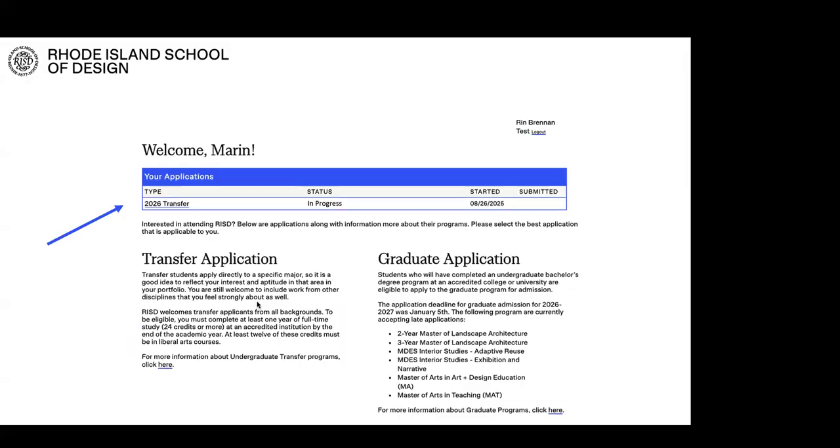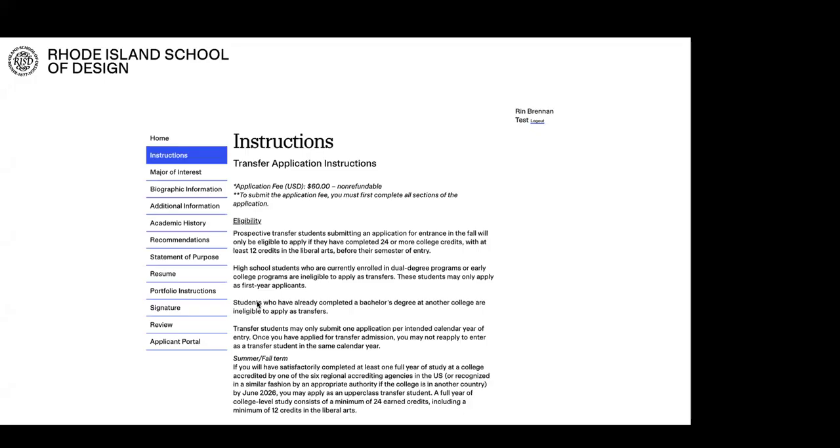this landing page. So we can see here an in-progress application for our hypothetical applicant, Marin, also known as Rin, and we'll be walking through this application process with Marin. So next up is going to be instructions and major of interest. You'll see that's the next tab right on the left-hand side of the application.